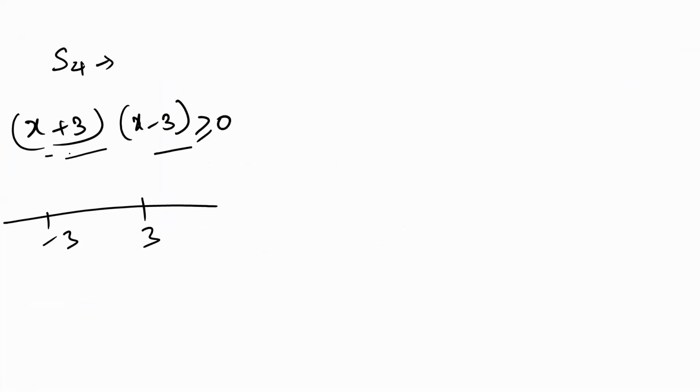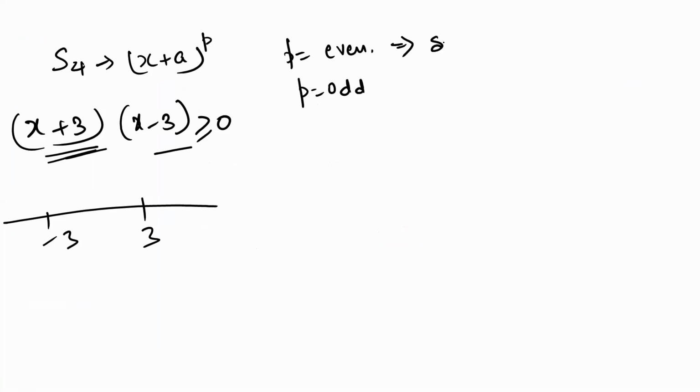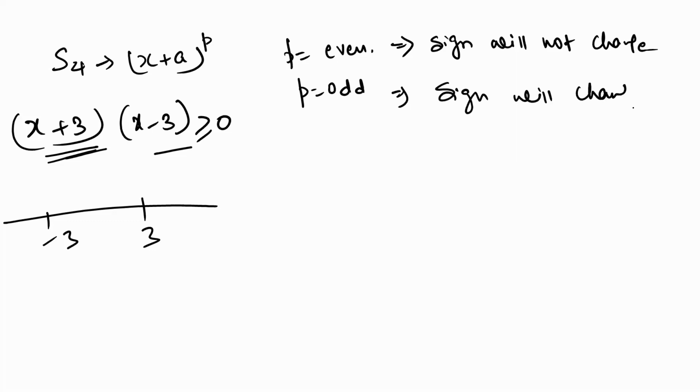What power the factors have. Let's say the factor x plus a has power p. If p is even, the sign will not change, and if p is odd, the sign will change. We will explain what this means, the concept behind it. But for now, that's step 4. And what is step 5?